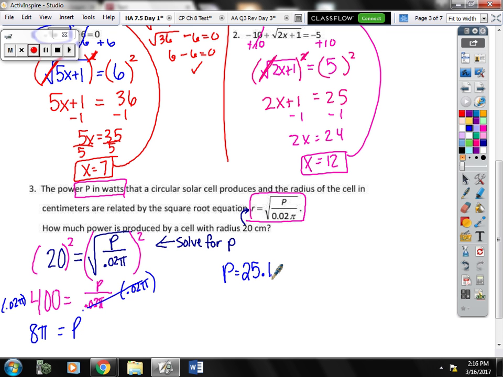Now we want units on that. What would our units be? Yes, watts. So be careful: we solved for P, and P was in watts. The radius is what was in here.